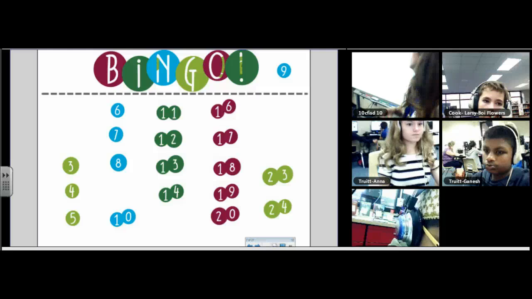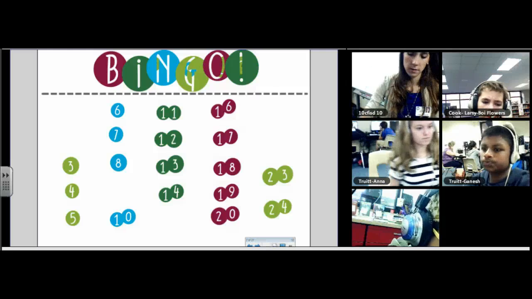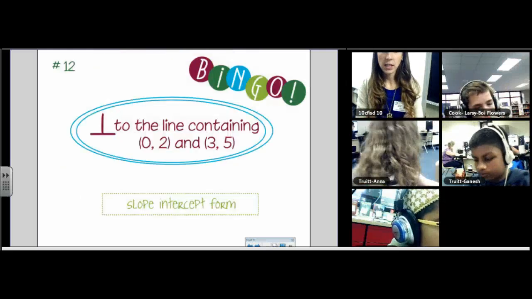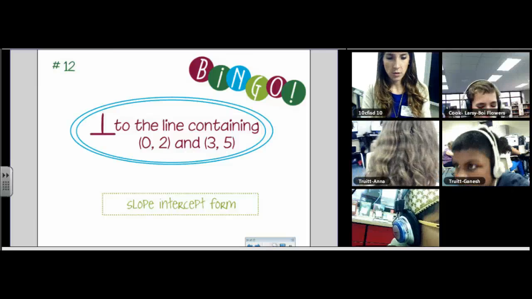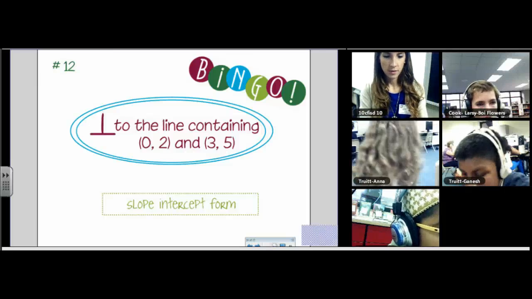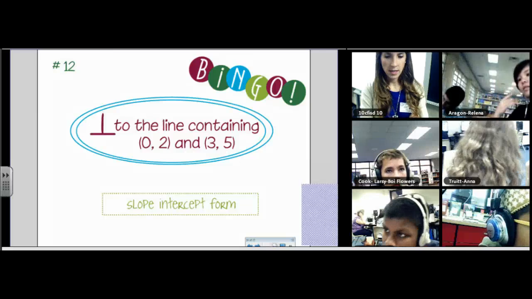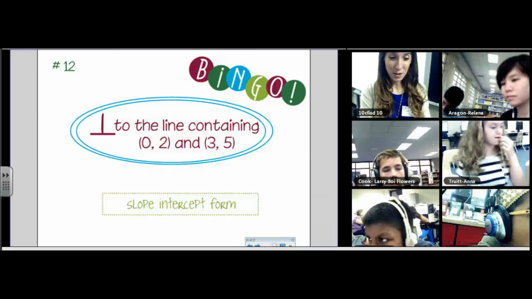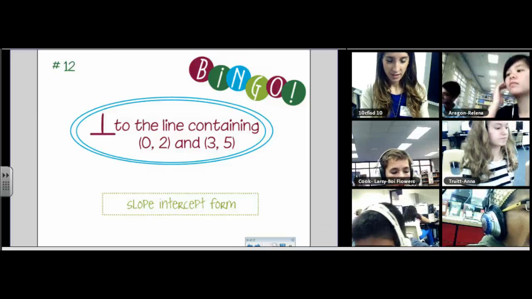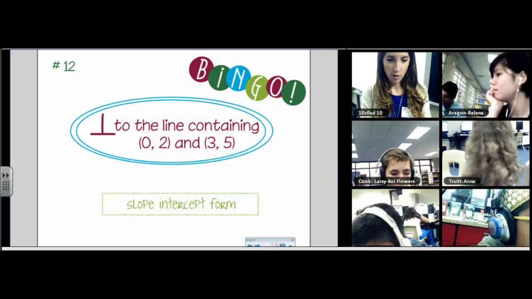This is your call. We want the line perpendicular to the line that contains 0, 2, and 3, 5. We want to be perpendicular to that line. So what do we have to do first, Johan? What is step 1?